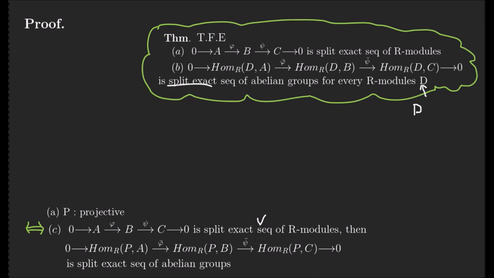So let's put P, a projective module, because it holds for every R-module. Then this is clearly a short exact sequence, just substituting D with P. No problem. Okay, this is clearly a split exact sequence, and because we are taking the following equivalence relation, this also holds. So from this result, we can prove the equivalence relation of projective modules.